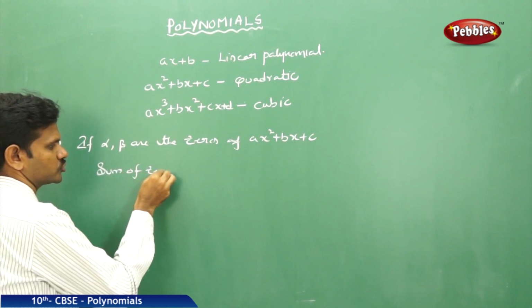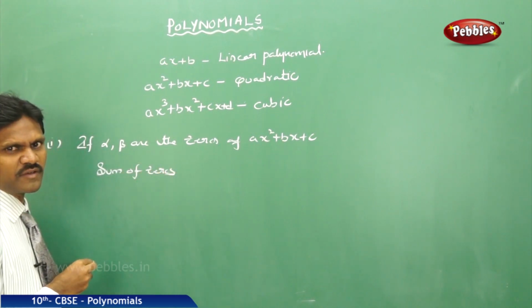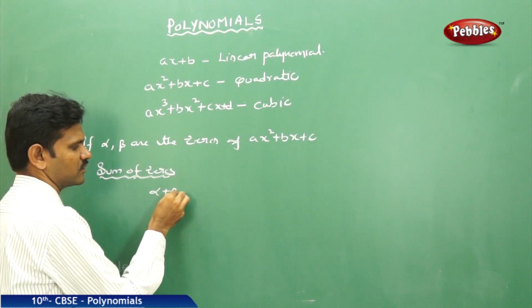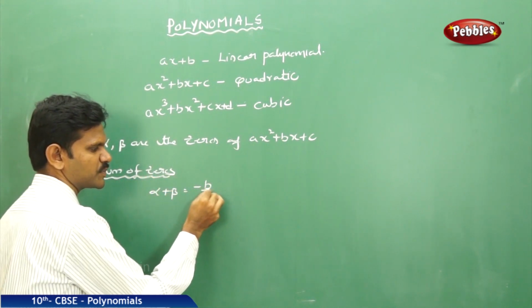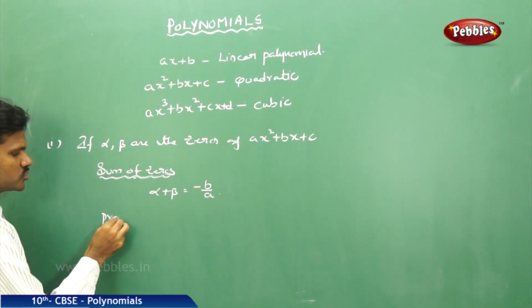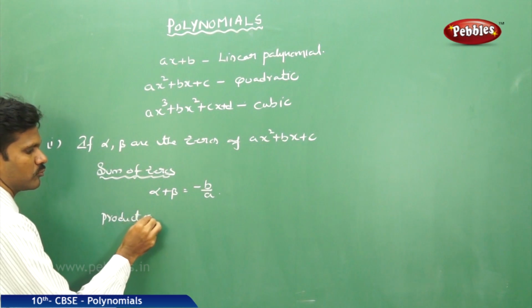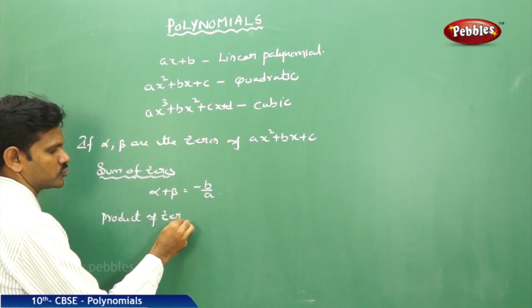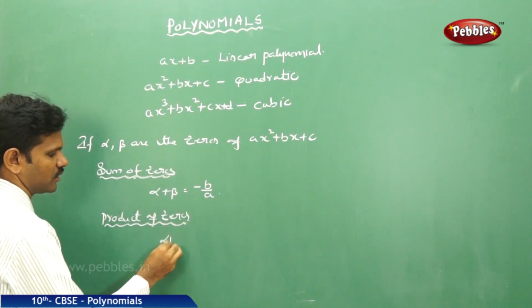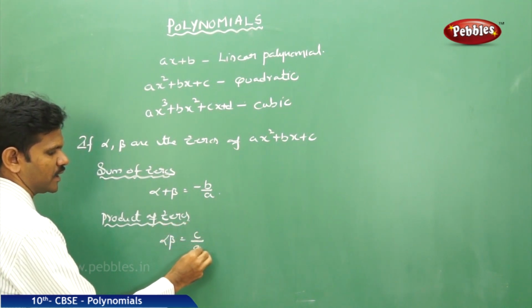Sum of zeros is nothing but alpha plus beta, which is equal to minus b by a. Next, product of zeros, alpha beta, is equal to c by a.